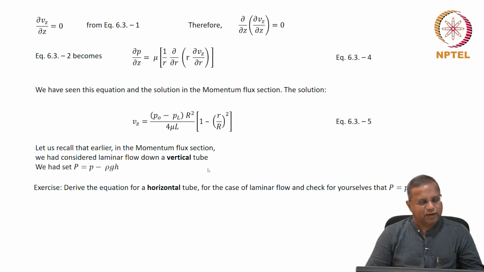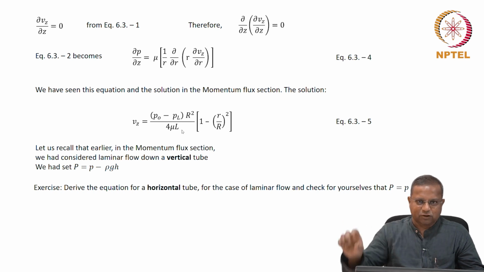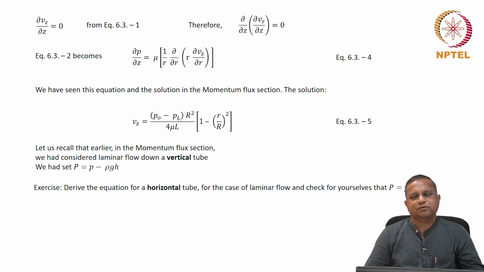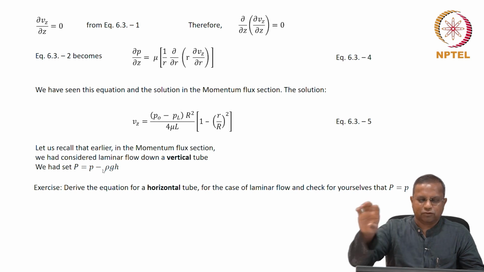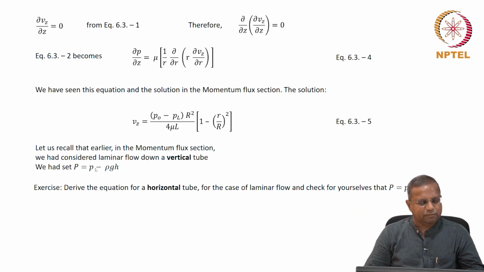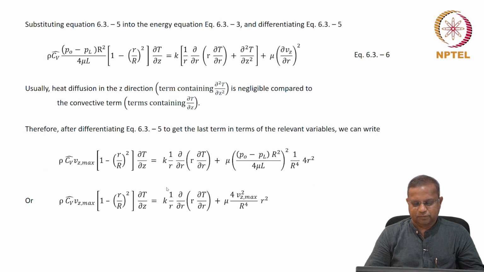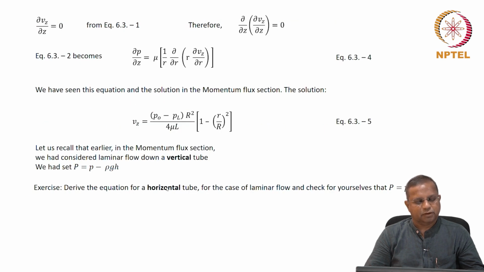Okay, hopefully you did that. You derived and found that indeed for a horizontal tube, the velocity profile, you got the same. The only difference was that instead of a capital P, you have a small p here. The capital P in the case of laminar flow through a horizontal pipe became just the pressure alone without the rho g h term that is associated with it.